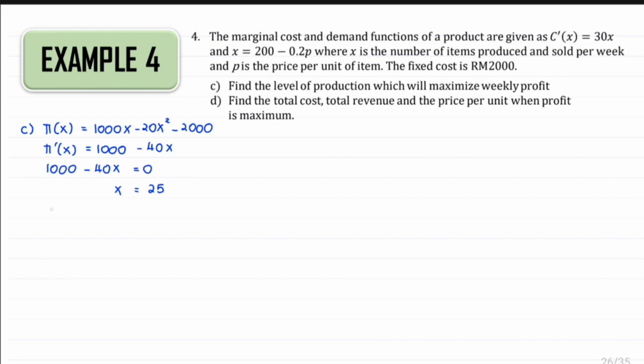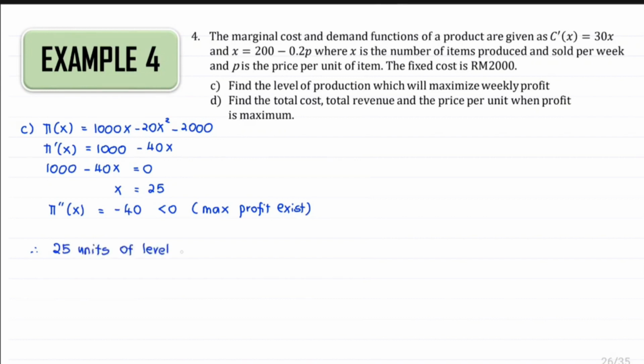And we check whether maximum profit exists or not. So we differentiate again, π″. Then we get negative 40. Negative 40 is less than 0. So maximum profit exists. Then we conclude 25 units of level production will maximize weekly profit.